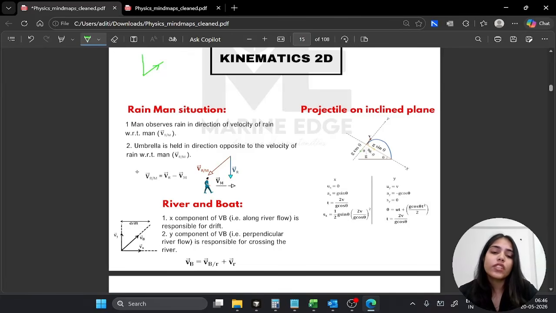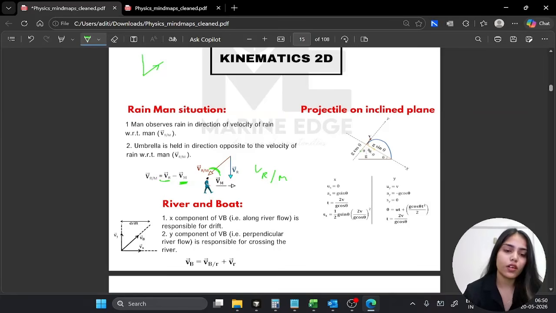There's a man moving with some velocity Vm, and we have rain falling vertically downward, in this direction Vr. So in what direction will the man feel the rain is falling? That is called the man's observation of rain, the velocity of rain with respect to man. So Vrm, velocity of rain with respect to man. So how do we calculate it? Velocity of rain minus velocity of man. So whatever velocity and direction you get, you will have to hold an umbrella in that direction to protect yourself.